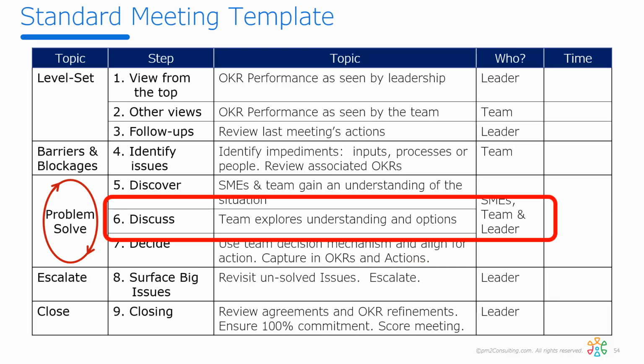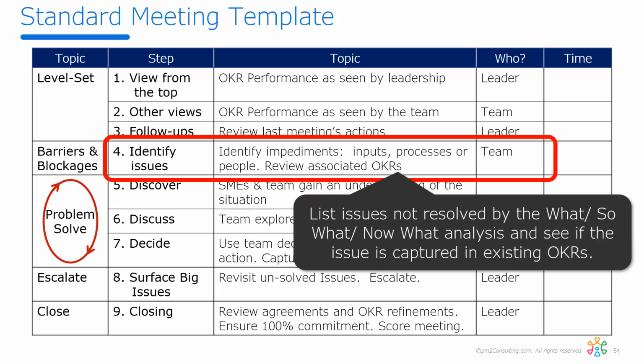The next step is to identify what issues were not resolved from that what, so what, now what conversation that we just had. So you may find that when you go through the view from the top, view from the bottom, that everything's taken care of, time to call the meeting, go home. But in some cases, there are a list of things that we still need to deal with, many of which you might actually know before the meeting. So we need to list those out.